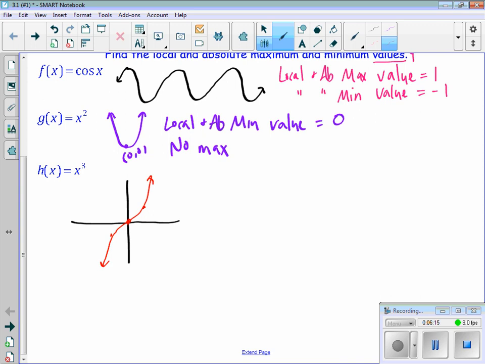So what's going to be true about maxes and mins? There's none, right? Questions on that at all?